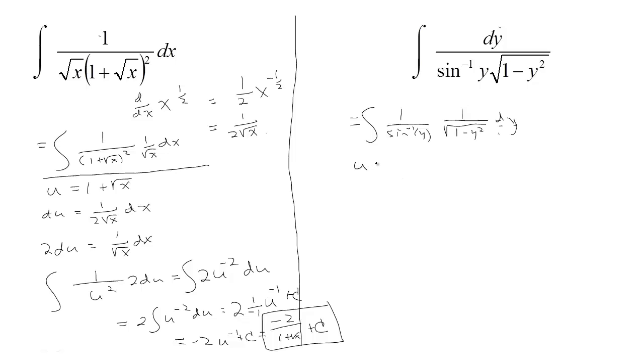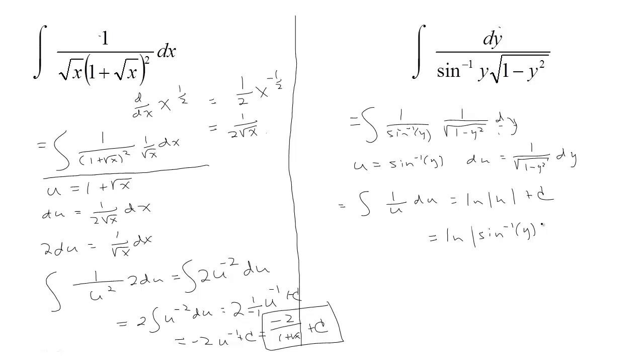So this means probably a good choice would be to set u to be the arc sine of y. That way du will be the derivative of the arc sine, and the derivative of the arc sine of y would be 1 over the square root of 1 minus y squared dy, so that I can write this as the antiderivative of 1 over u du, which we recognize as the natural log of the absolute value of u plus c, and now just substitute back. U was the arc sine of y, so we have the natural log of the arc sine of y plus c. If you go ahead and check by taking the derivative, you'll recover this function here. So this is the correct answer.